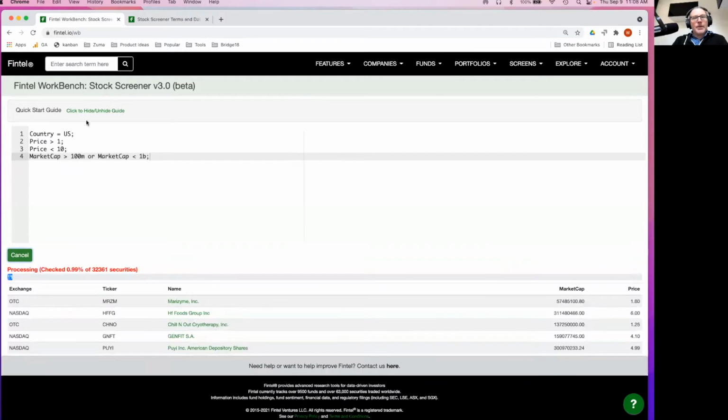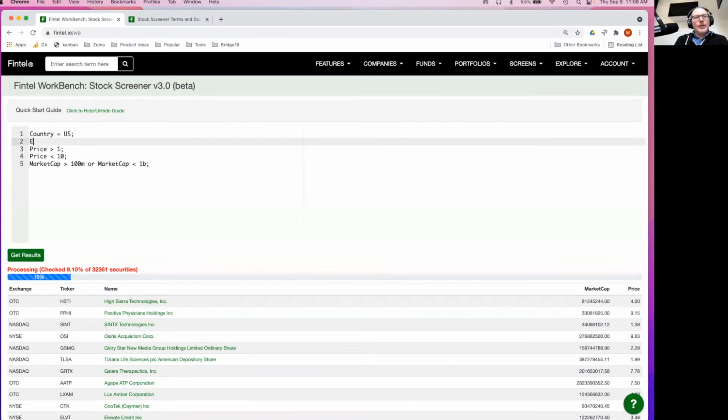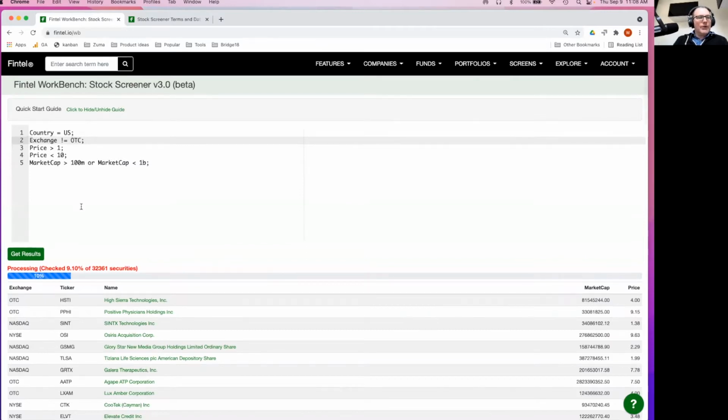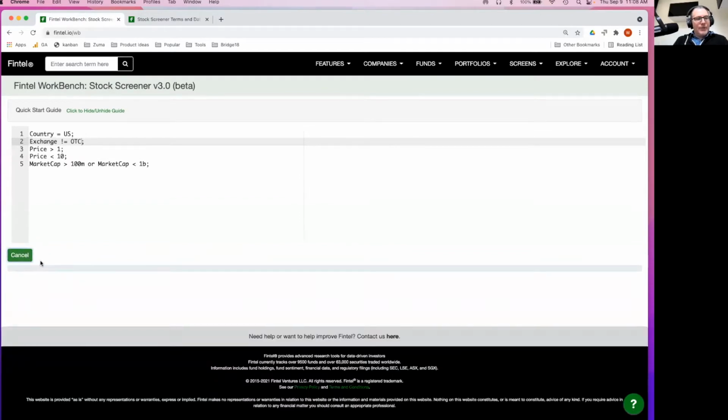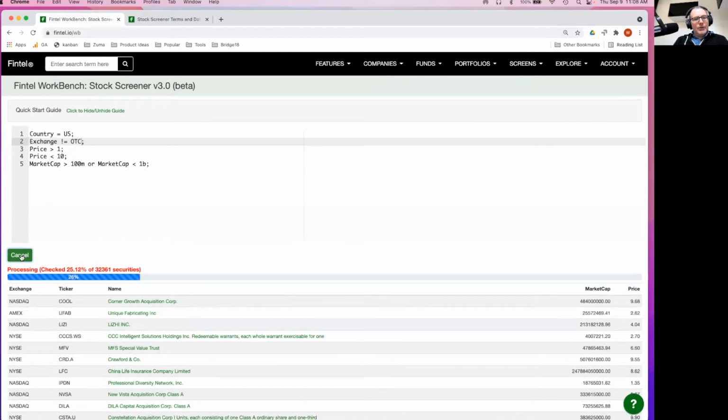Okay. So let's keep going. I can say, since I'm in the exchange and in the US, a lot of people don't like to see OTC stocks. Now the old screener, you had to put up parentheses around this because it was treated as a string, but exchanges are first class objects in the workbench. And I'm going to say get results here. And I can see that there are no OTC stocks in these results. Okay.